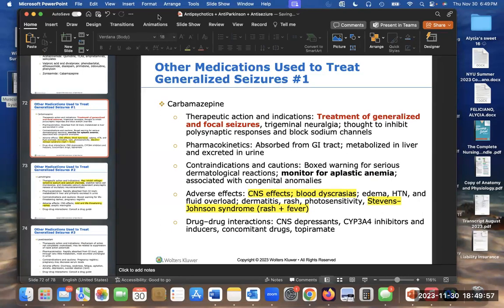Next, CNS effects and blood dyscrasia. So watch out for bleeding precautions. And something they always like to ask about this specific drug is it can cause something called Stevens-Johnson syndrome. If you see a rash, they must stop this medication. Okay, a rash is an indication that this is an adverse effect that's not supposed to happen. They can have this Stevens-Johnson syndrome, not good.